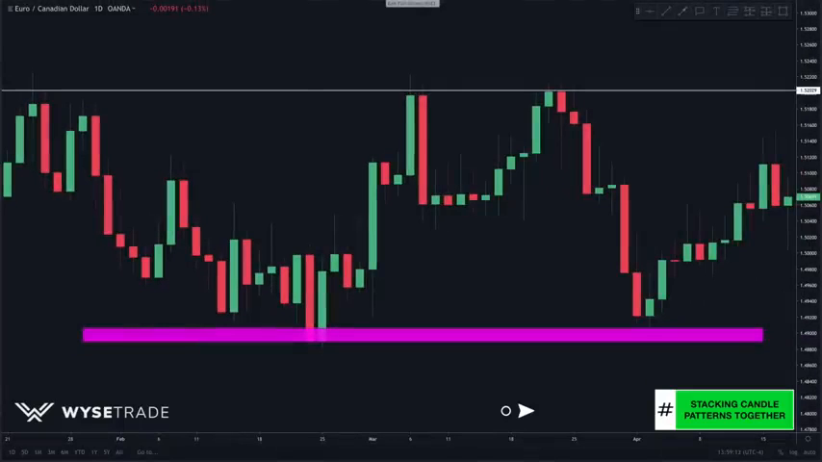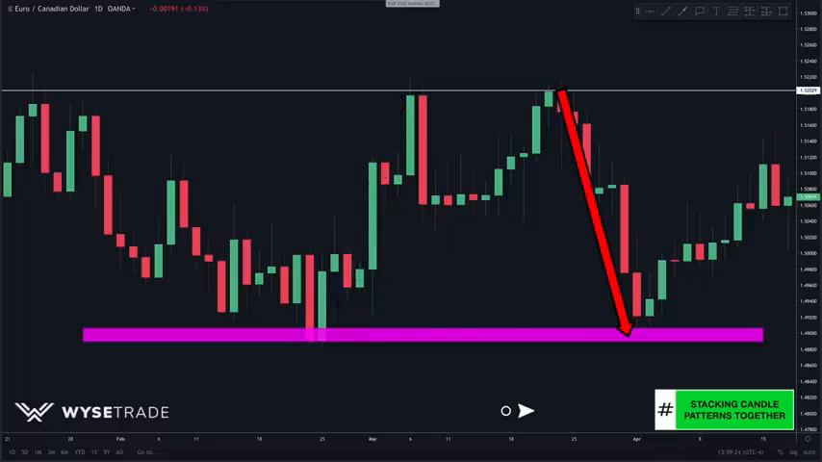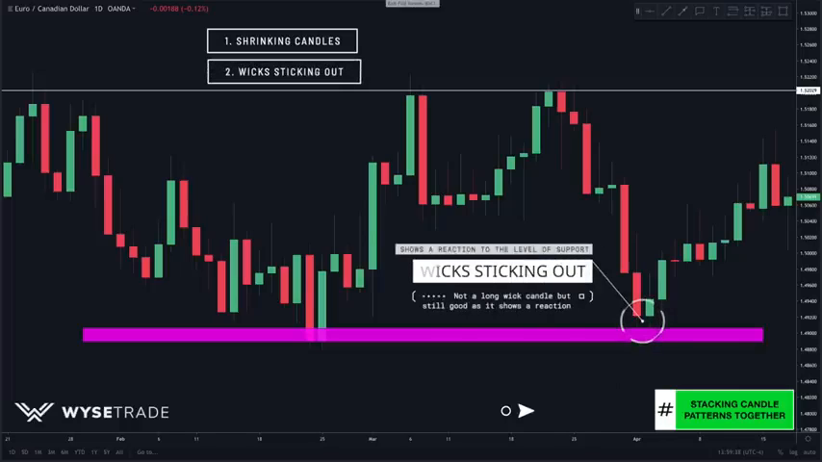So moving on. Here's the Euro CAD, and again we look left and noticed that price was in a heavy downtrend, before finally there was a significant reversal that occurred, which signals to us that this is a key level. Now, as price came back down to this level, what price action candlestick patterns did we have? First, we had momentum loss through shrinking candles, as we had a big candle, a smaller candle, and then an even smaller candle. Second, we had the wicks sticking out from both these candles, showing a reaction to this level.